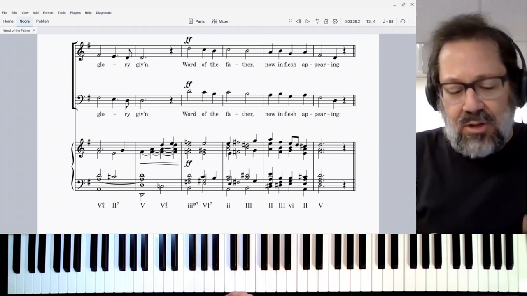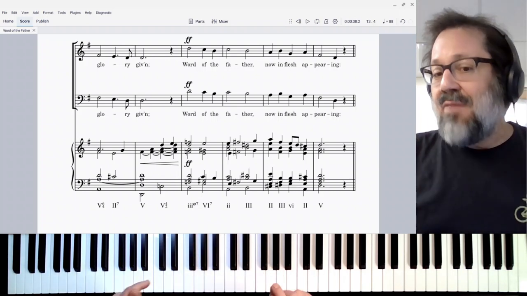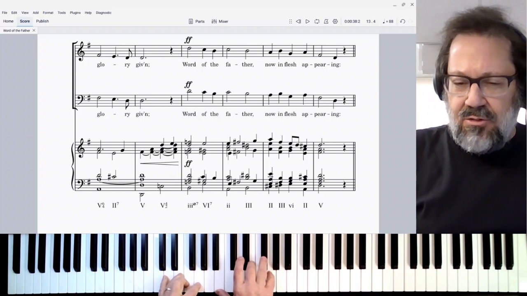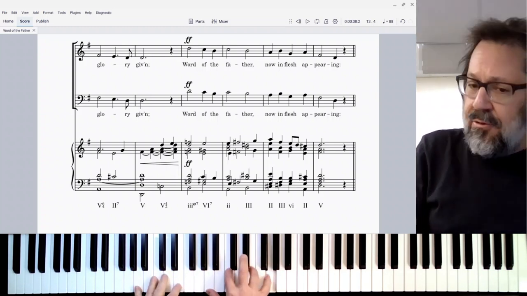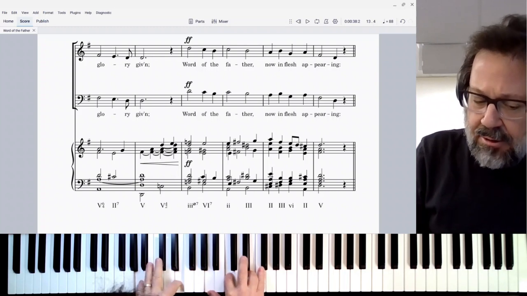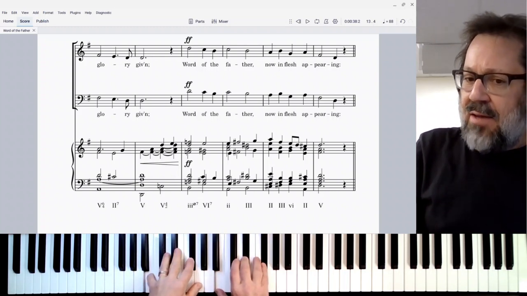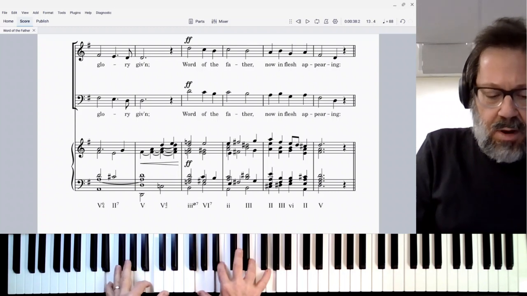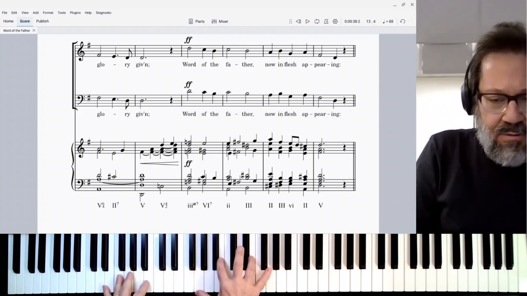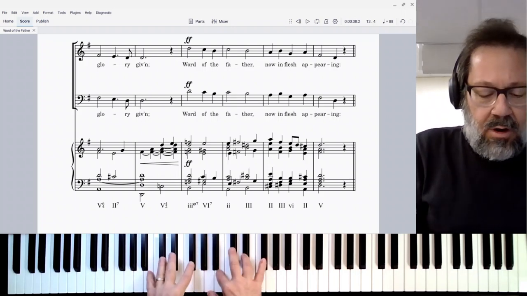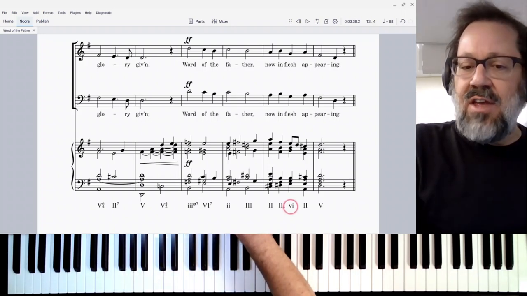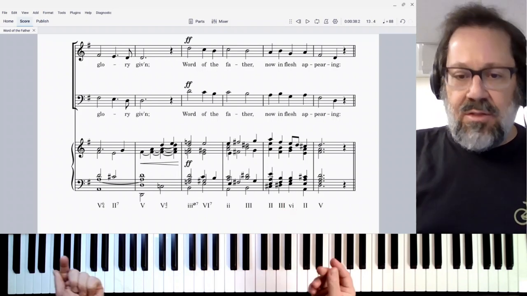And actually, he doesn't do a 2-5. He does a 4-5. So let's think about that. In the key of E minor, the 4 would be A minor. The 5 is B, right? So 4-5-1 would be a diatonic 4-5-1, a tonicization of that E minor, the 6 chord.